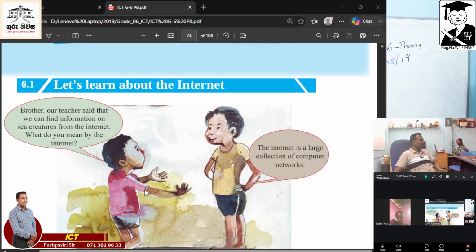Because he doesn't know anything about the internet. Let's ask him what is the internet. Then the brother is going to explain that the internet is a large collection of computer networks.